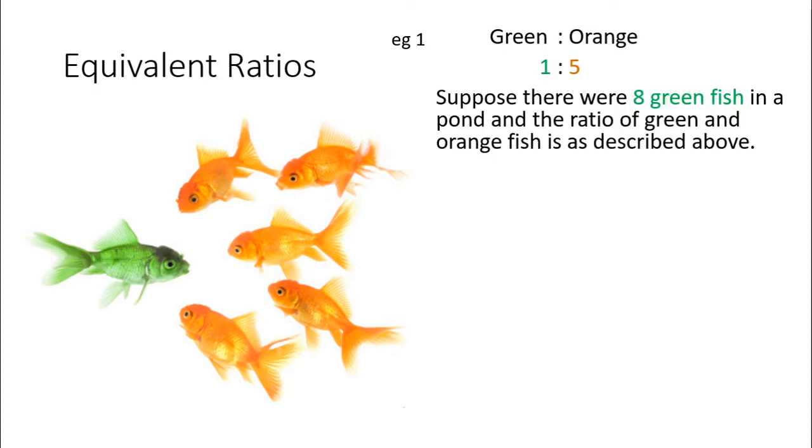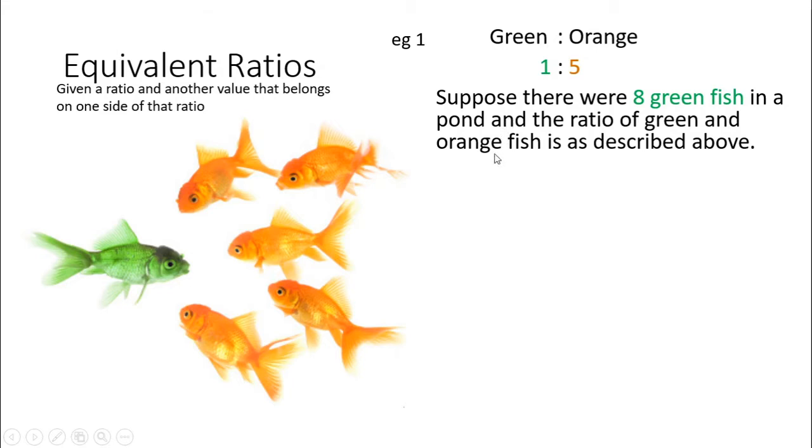Now suppose there are actually 8 green fish in the pond, and the ratio of green to orange fish is as described above. Now it's really helpful that I've written this in words first, and you should always do this too. I've made it even more helpful by pointing out that this is 1 green fish, and they told us that there are actually 8 green fish. So thinking about what kind of question this is, well, we are given a ratio, the 1 to 5 ratio for the green to orange fish, and we are told one other value which belongs on one side of the ratio. We're told the value that belongs on the green side of the ratio.